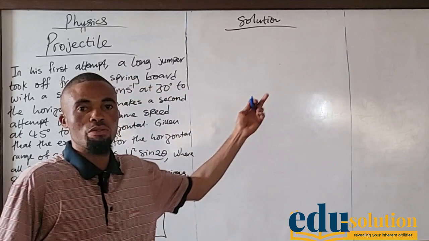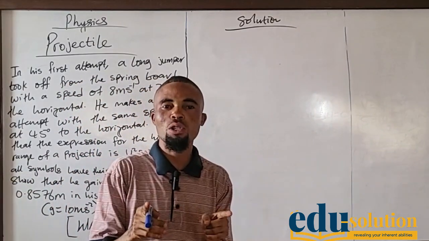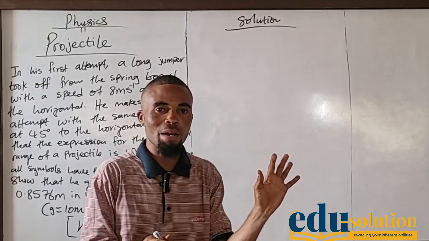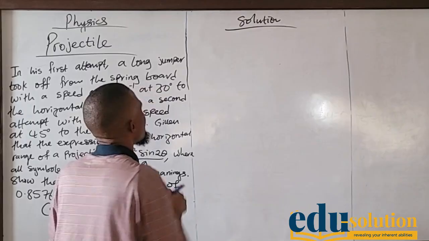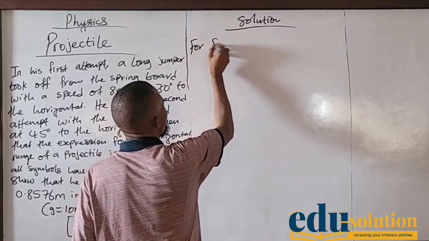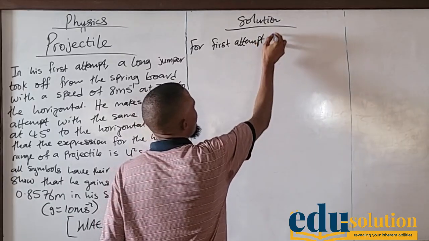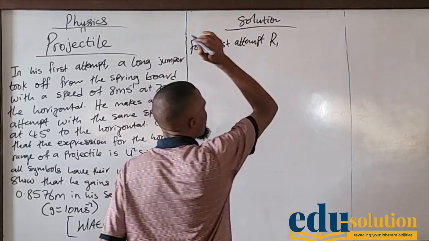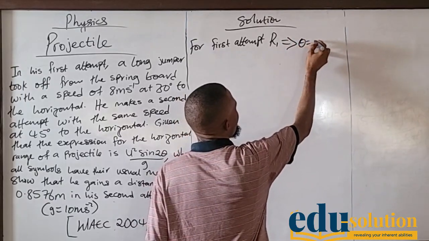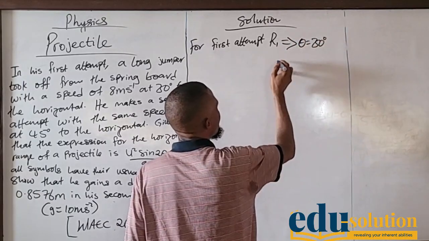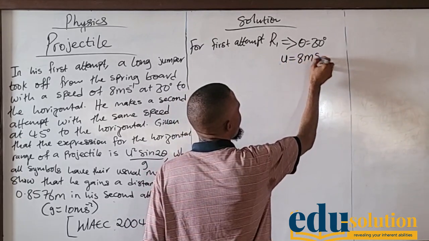Like I told you in the previous video when I was solving, we were doing an equation of uniformly accelerated motion. I said, when you have any question, the first thing you're going to do is to bring out the parameters. If you check the question, you see there were 2 attempts. For the first attempt, let's call it R1. For the first attempt, we have that theta is equal to 30 degrees and the speed, which is u, is equal to 8 meters per second.